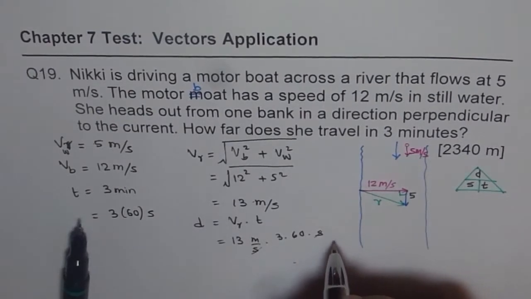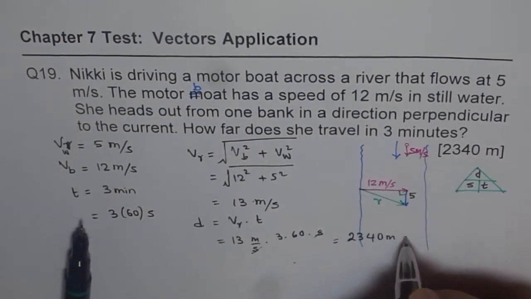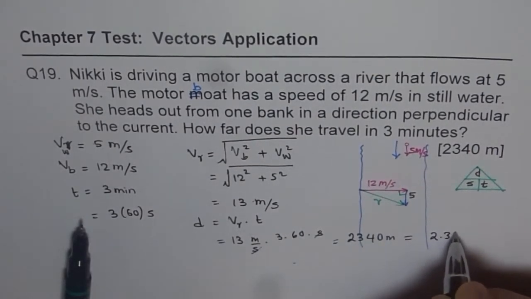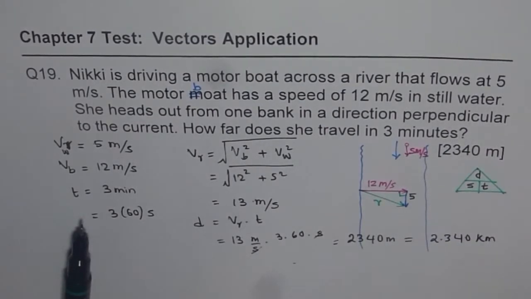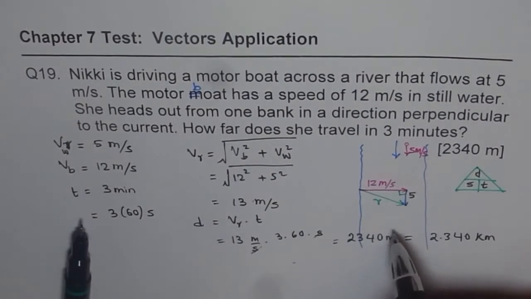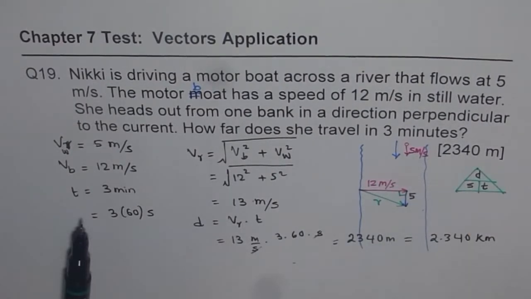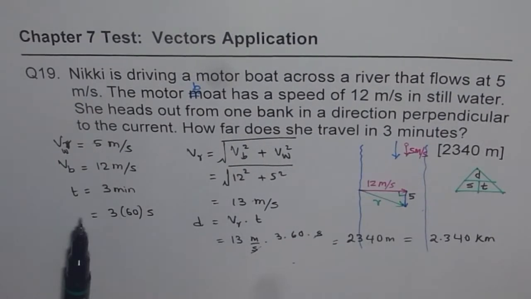So we can always write this answer in meters. 2340, this is in meters, but we can also write it in kilometers, which is 2.340 kilometers. So that is the distance which she travels, right? At times they may also ask you, what distance downstream did she reach? There could be different kinds of questions. But in this question, the distance traveled in 3 minutes is 2.34 kilometers, right? So that is how we'll answer this question. I hope you understand the concept. Thank you and all the best.